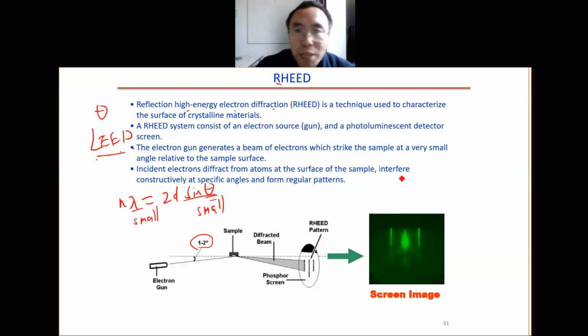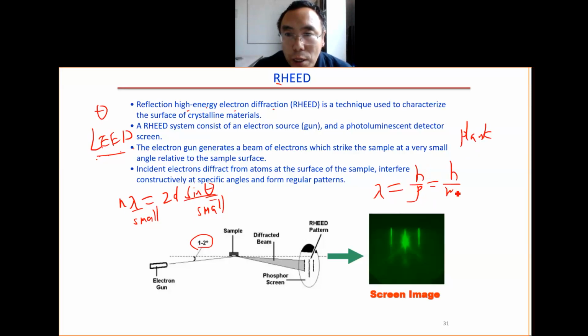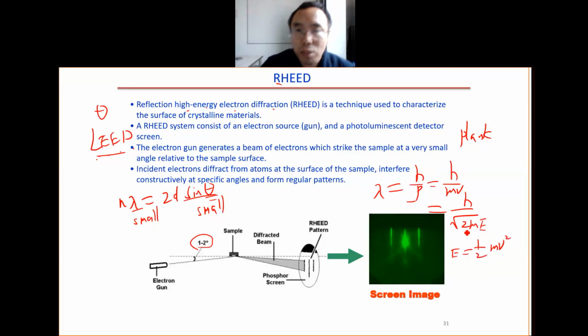So we know that for a particle, lambda equals h over p. h is the Planck constant. p is the momentum. h over mv equals h over the square root of 2mE, so E equals one half mv squared. So you can see, the higher the energy, the smaller the lambda. Now we need a small lambda, so we need a high energy to give us a small lambda. This is why it is high energy, and it is reflection.